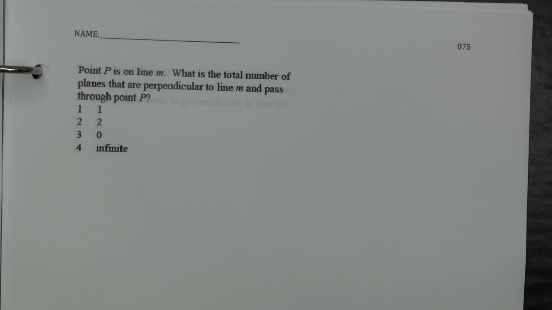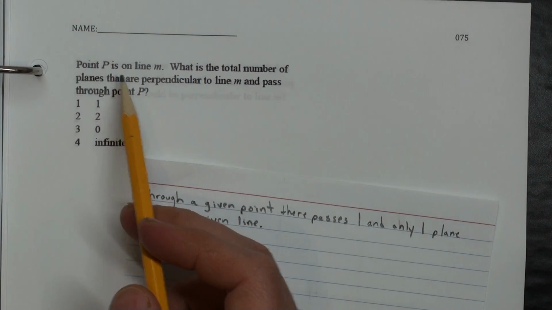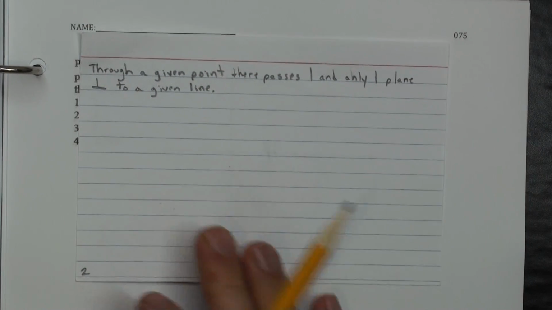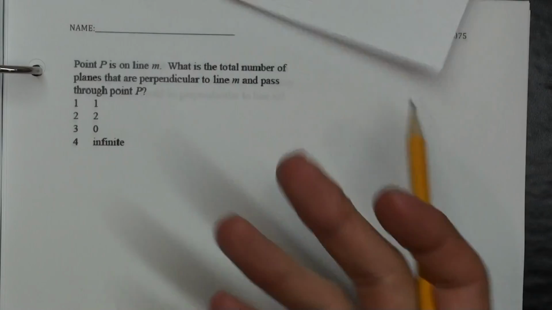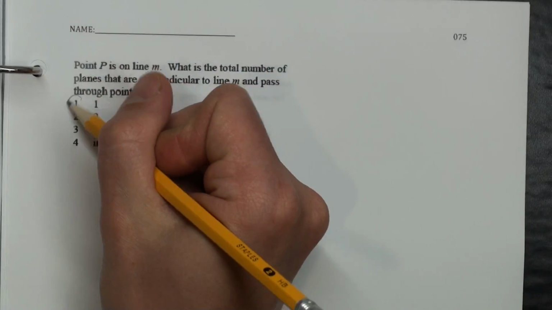Now this one's a little different. This is the second card. Okay. Point P is on line M. What is the total number of planes that are perpendicular to line M and pass through point P? Through a given point, there passes one and only one plane perpendicular to a given line. And that's the picture. So, 1.